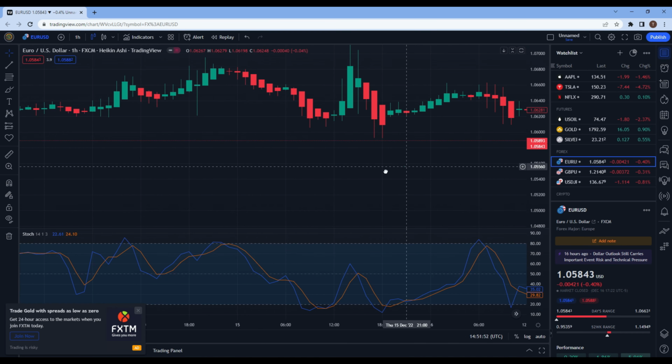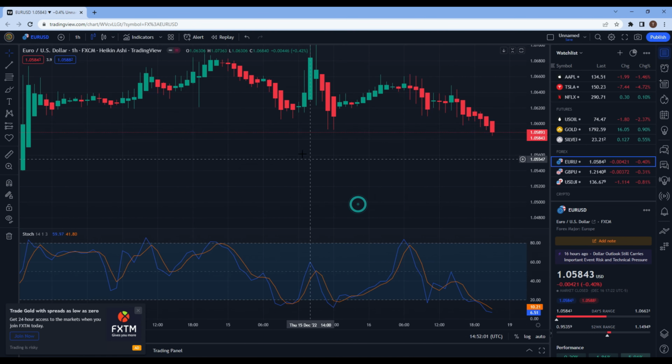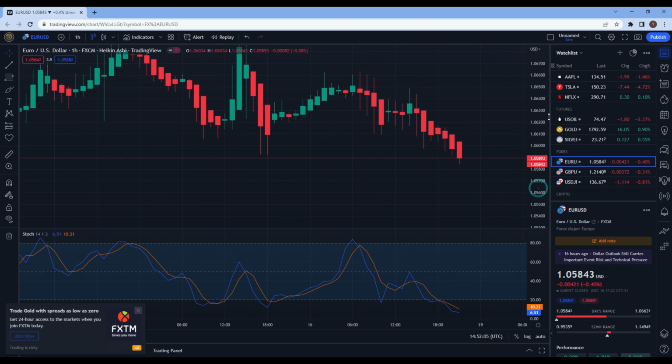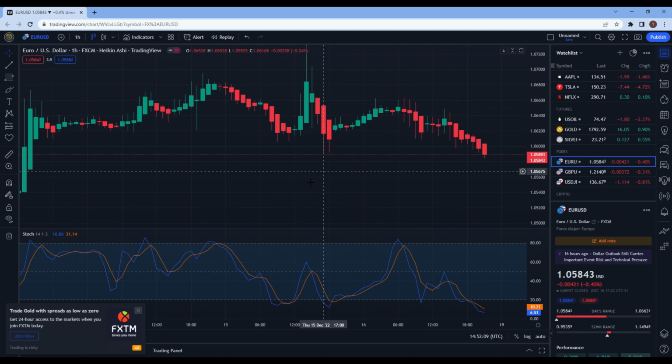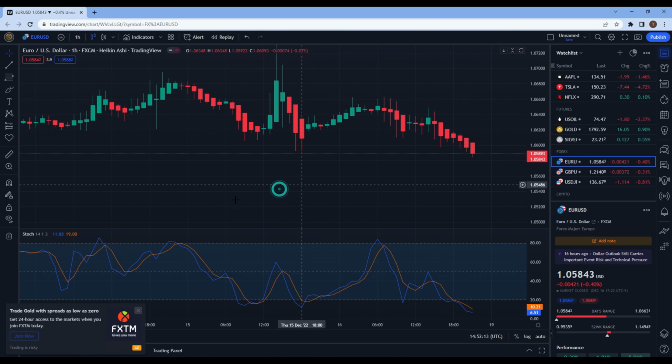Okay, so the idea is simple. There is a stochastic indicator, no need for any settings, it is the default one. Okay, and we just have to combine the Japanese candles with it. Okay, so now if you wanna take a long position or a buy position, we will analyze the market. We will see right here. Okay, I'll tell you the basic rule for it.